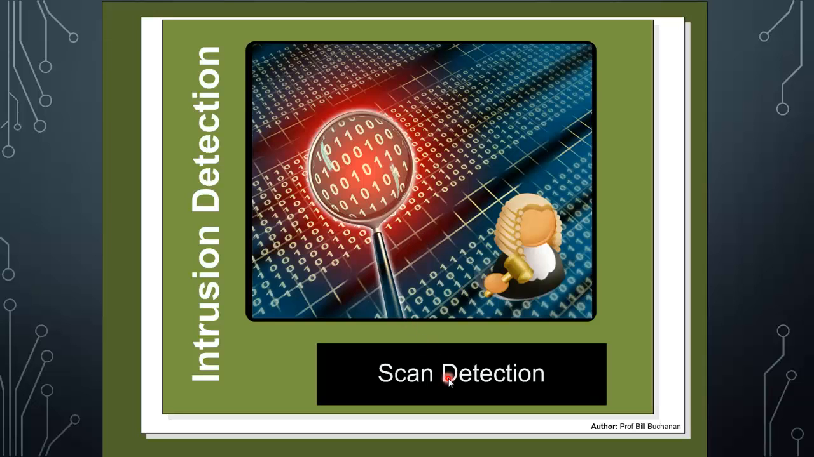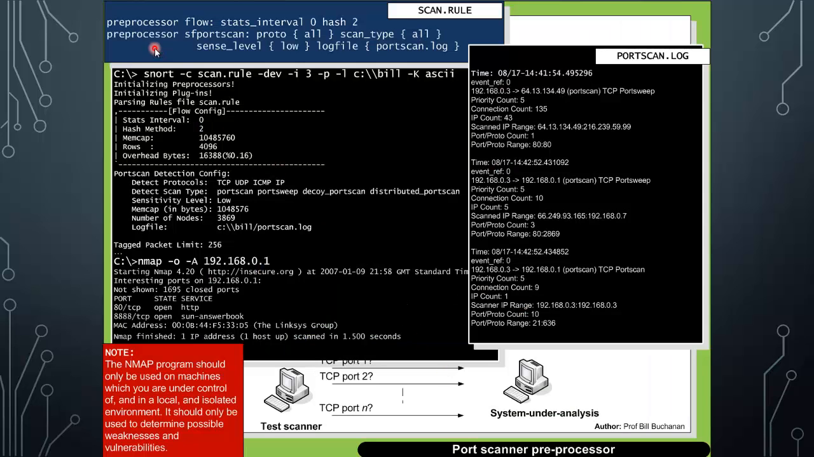So let's have a look at how we can detect a scan using Snort. Normally what we do is we use a preprocessor, which allows us to intercept the data packets once they've been decoded and before they're passed on to the rules, and to be able to look for certain patterns of intrusion. So there are preprocessors for DNS, FTP, Telnet, and so on. We're going to use the one that is focused on scanning, which is FS Port Scan.